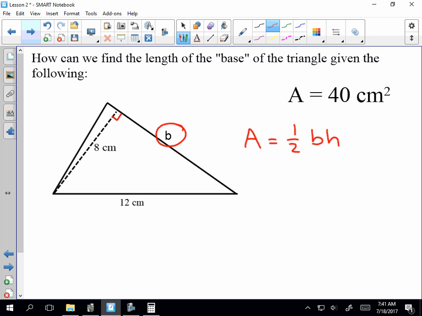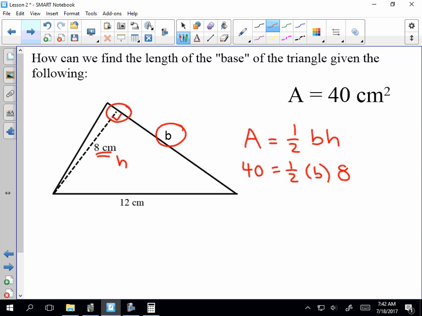So since we don't know what B is, they give us the area of 40, 1/2 B times our height measurement. And remember, base and heights have to be perpendicular. So you're looking for that perpendicular measurement. Our height value then is 8.